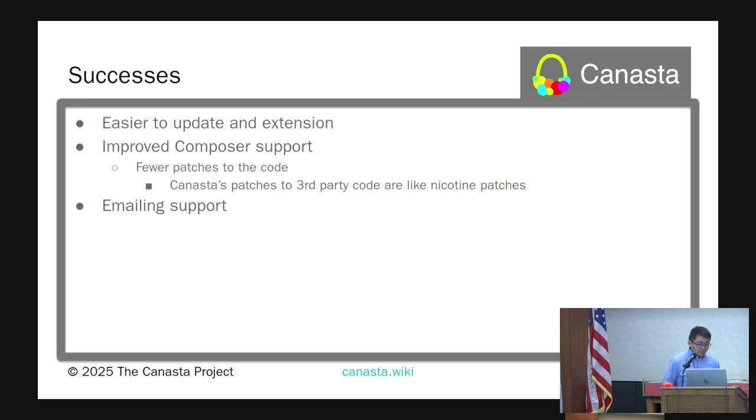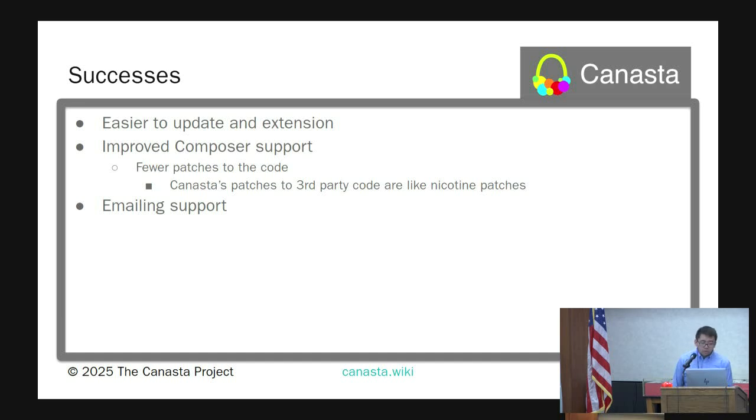We've had some successes now with all these changes. I think for several State of Canastas in a row, we've been thinking about how do we improve composer stuff, how do we improve extensions, and how do we improve emailing. So we've had all these successes now. Big props to the open source contributors who made this possible, especially WikiWorks for dedicating their engineering resources to it as well.